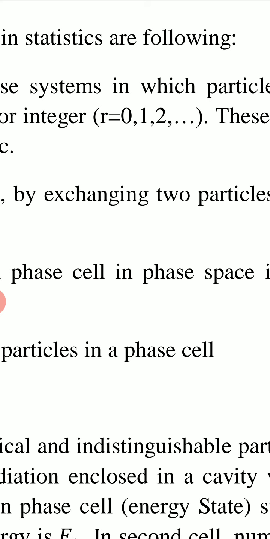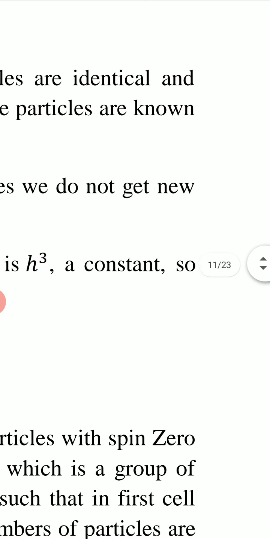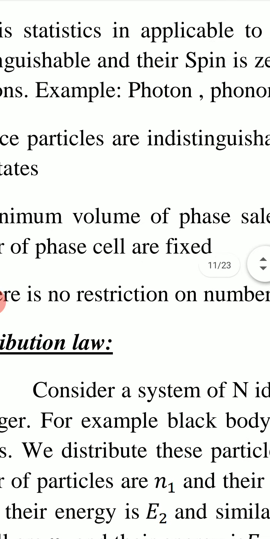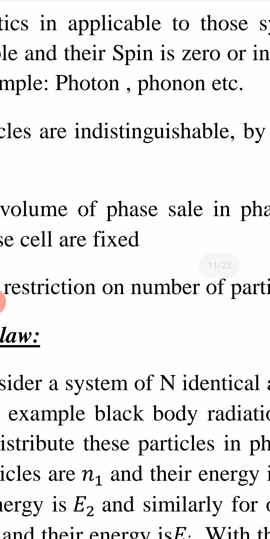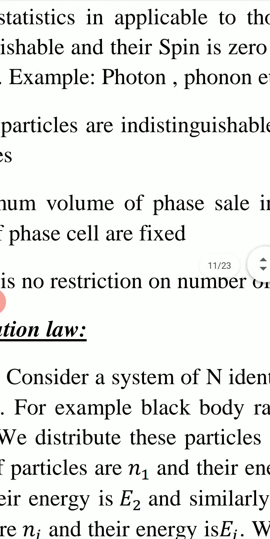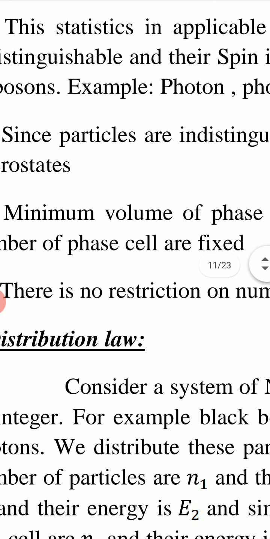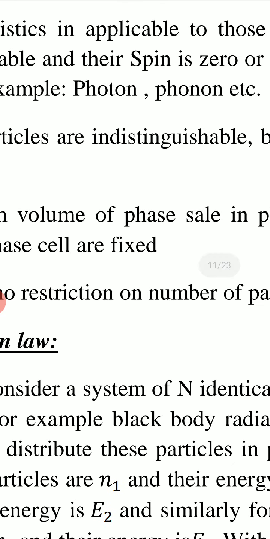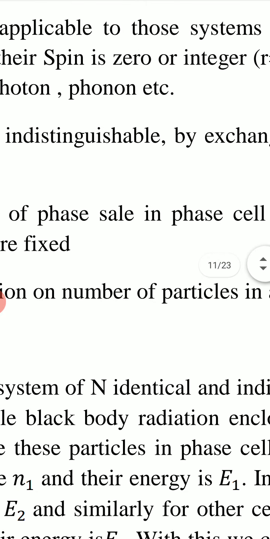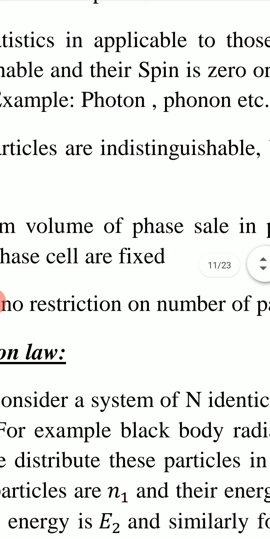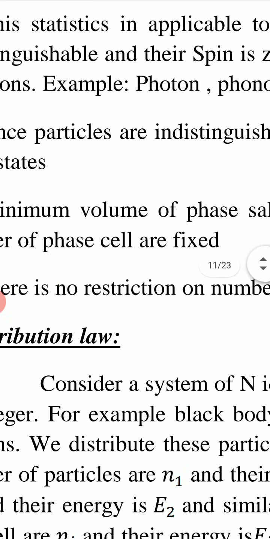Those particles which have spin s 0 or integer 0, 1, 2, 3, 4 are known as bosons and obey Bose-Einstein statistics. Example: photon, phonon, etc. Photons have spin 1, phonons have spin 2. So these are the particles having integral spin. So these are bosons obeying Bose-Einstein statistics.